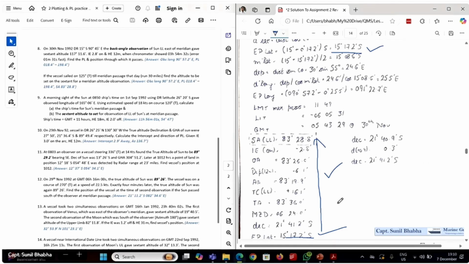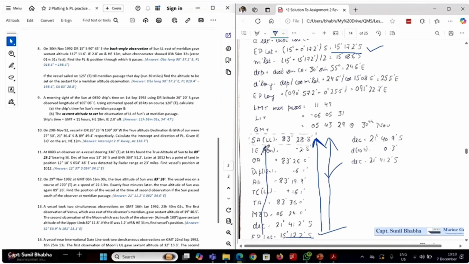Okay, so the calculation should be done from EP latitude to the sextant altitude. Exactly, sextant altitude to EP lat. So I thought that they got a sextant altitude before getting EP lat. No, yes, it is a reverse. There is no arrow put here. That's why the doubt. You basically have to start from EP lat and go upwards like this.